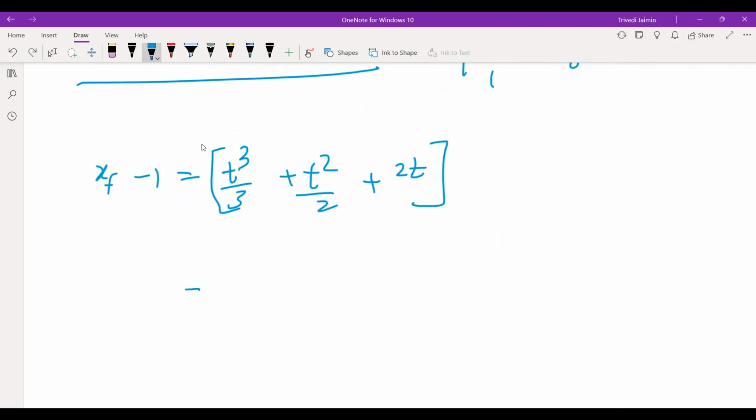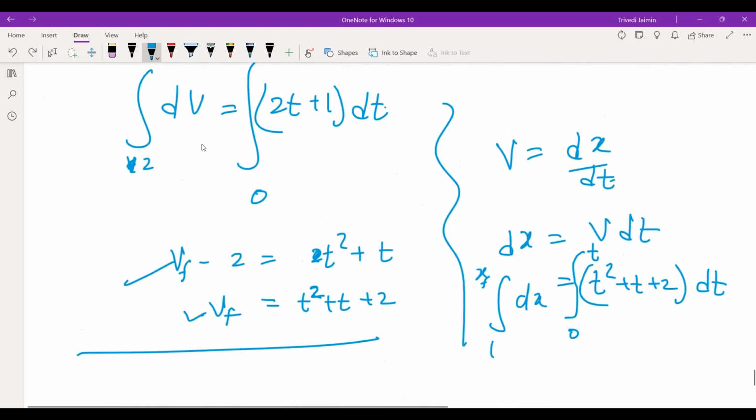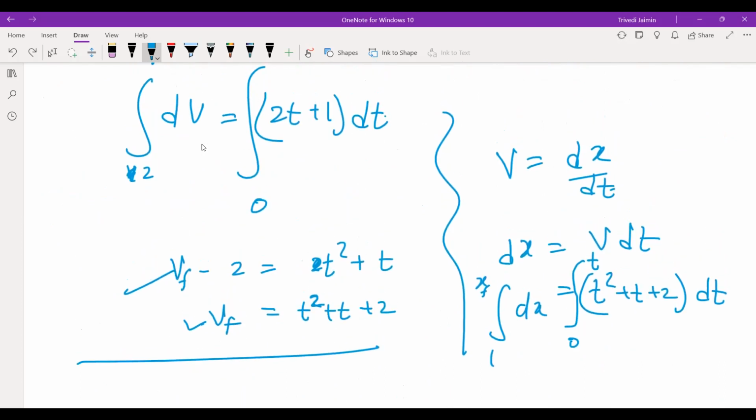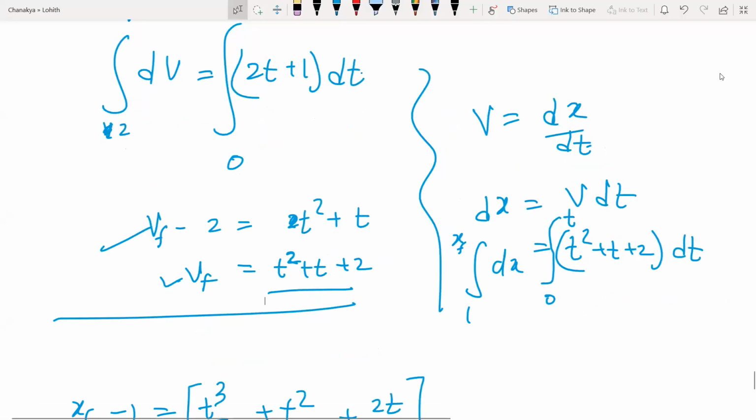Sir, can you scroll up a little? Sure. Here, how did you get t square plus 2? Sir? I used this value. I used this t square plus t plus 2. And the 2 I just took from here.